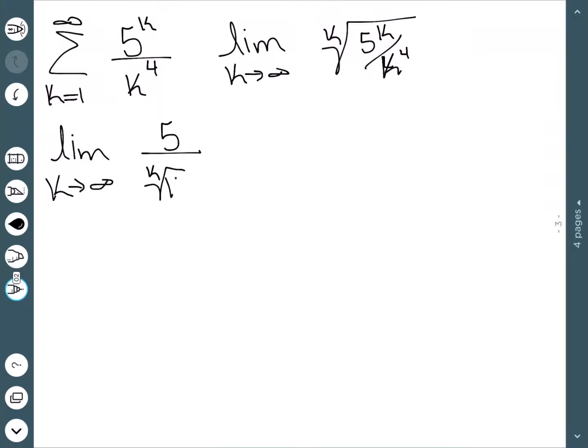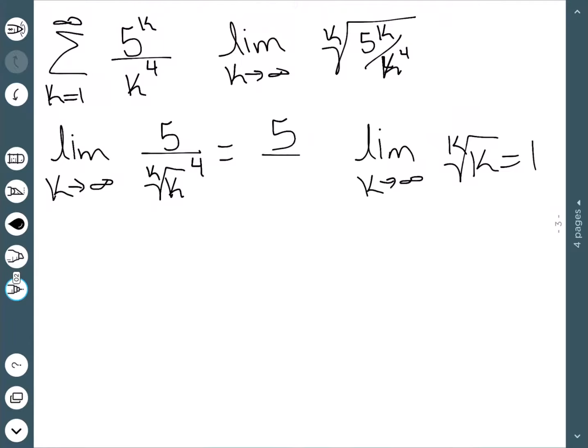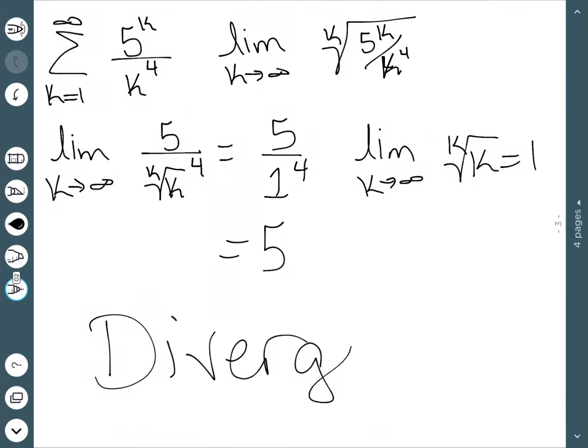Simplifying this, the kth root of 5 to the k is 5, and on the bottom, I'm going to rewrite this as the kth root of k to the 4th power. And the limit of the kth root of k, as k goes to infinity, is 1. This is a well-established limit. So this is 5 over 1 to the 4th, which is just 5. Since 5 is bigger than 1, we know that this diverges.